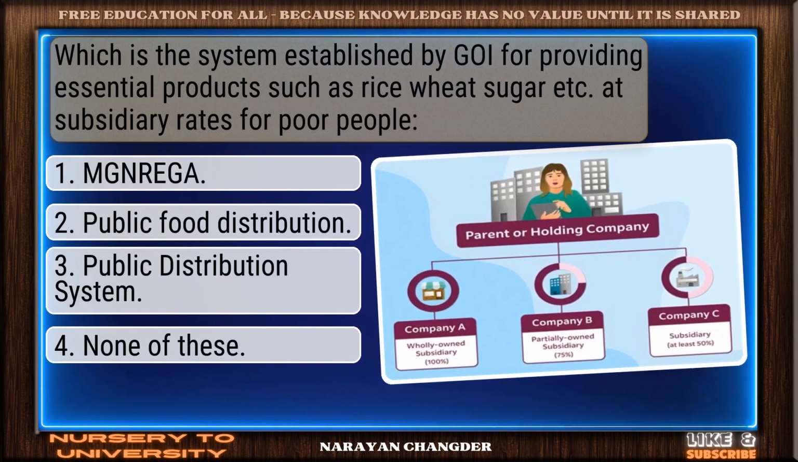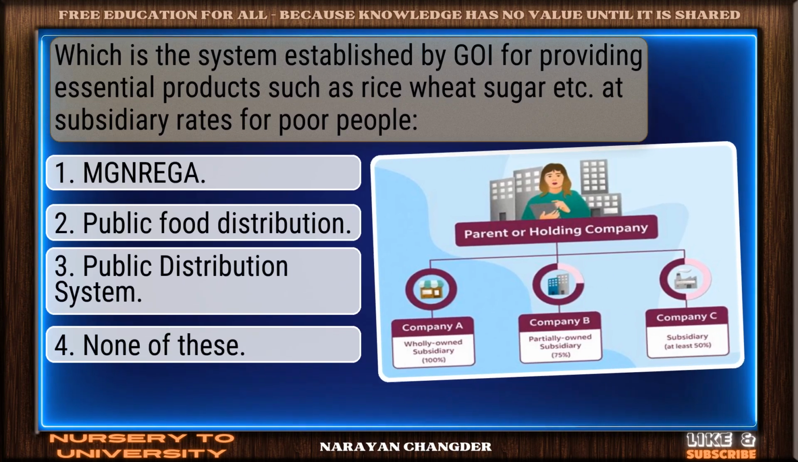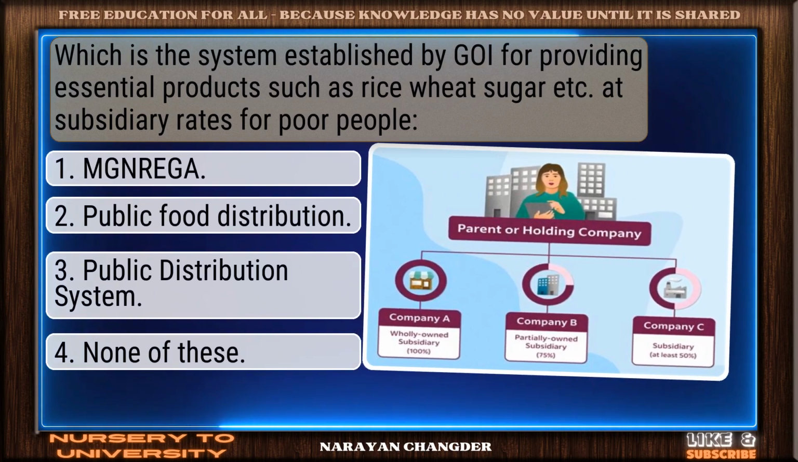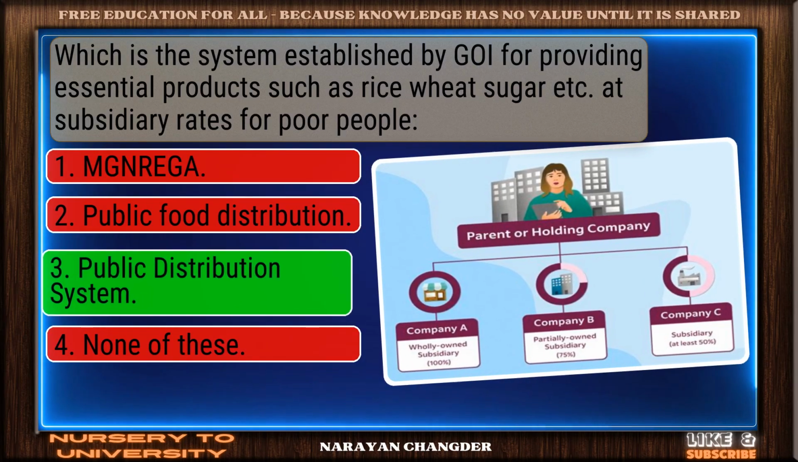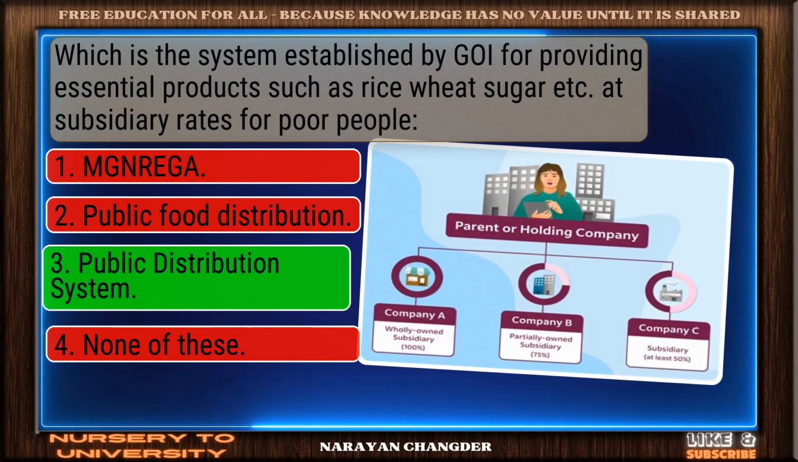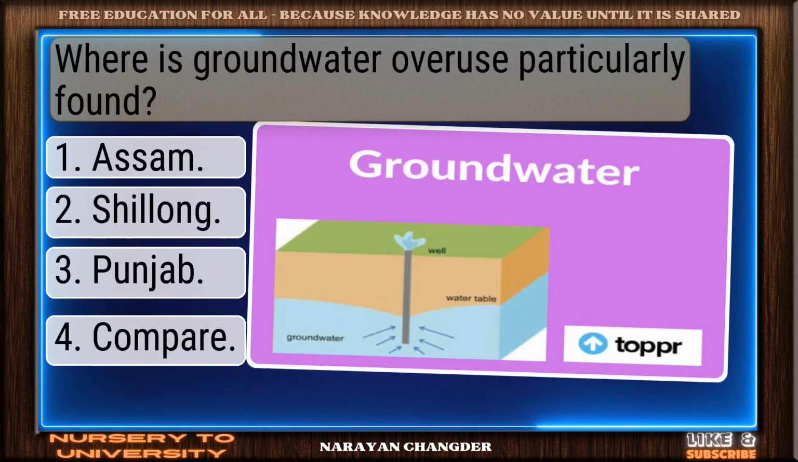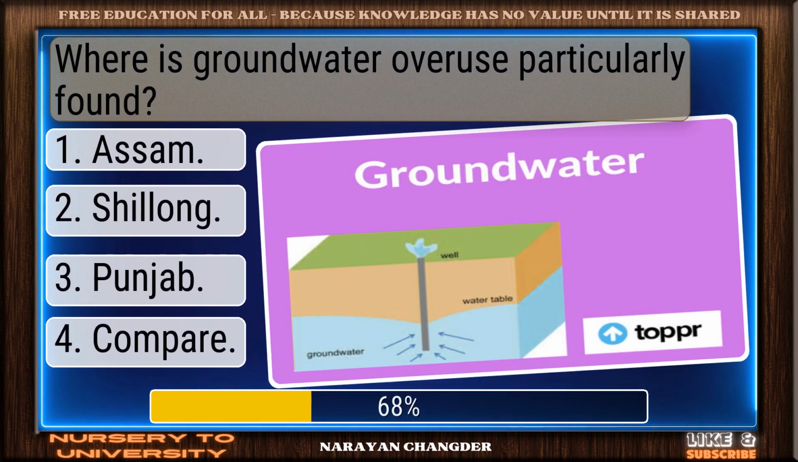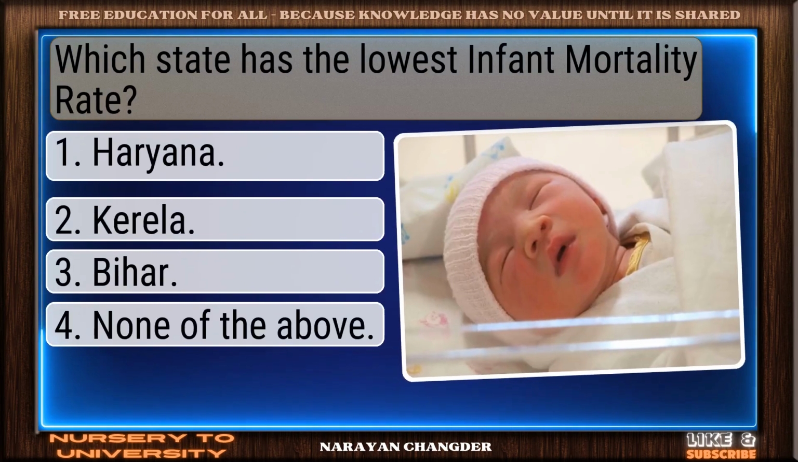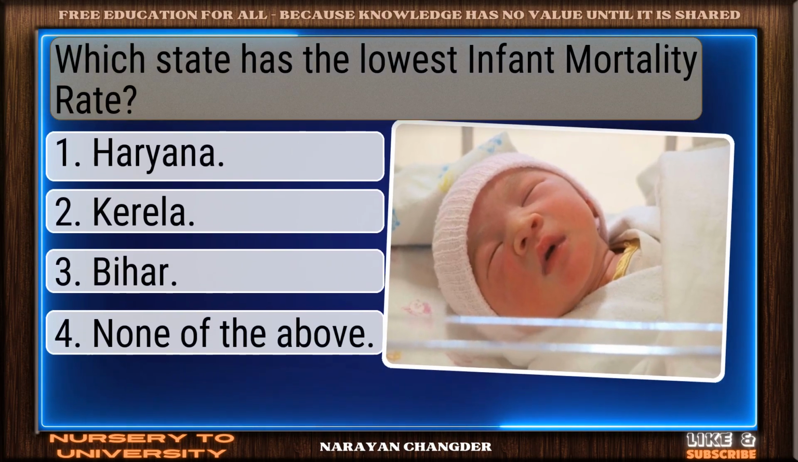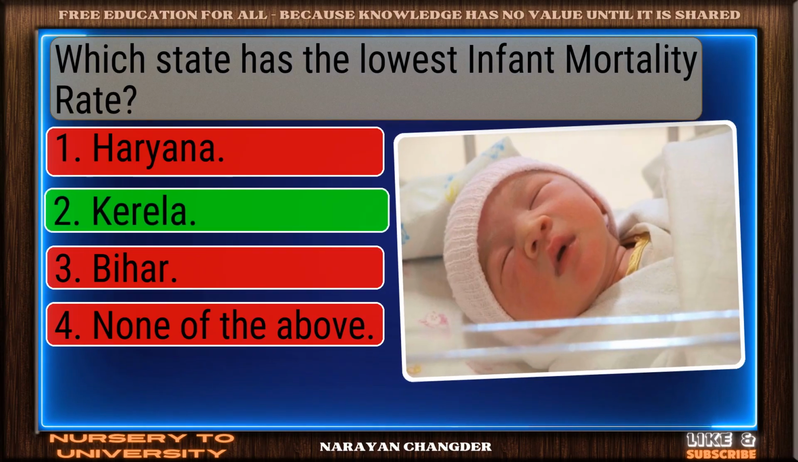Which is the system established by the Government of India for providing essential products such as rice, wheat, and sugar at subsidised rates for poor people? Excellent. Public distribution system is well-reasoned. Where is groundwater overuse particularly found? Correct response. Punjab is accurate. Which state has the lowest infant mortality rate? Good thinking. Kerala is right.